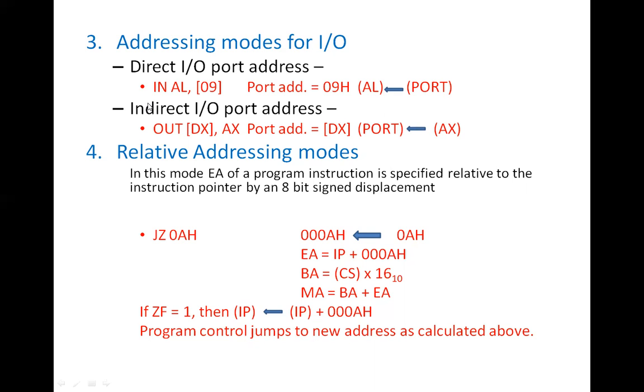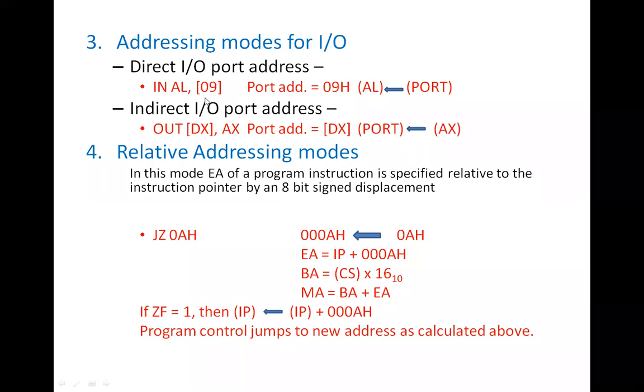AL register. Now there is a facility in 8086 to provide the port address indirectly. Without writing the address directly, we can write where the address is present. Suppose I have written OUT DX, AX. What this instruction means is we want to copy the content of the accumulator to the output device, but we don't know the port address of the output device. The port address is defined within a 16-bit register, that is DX.